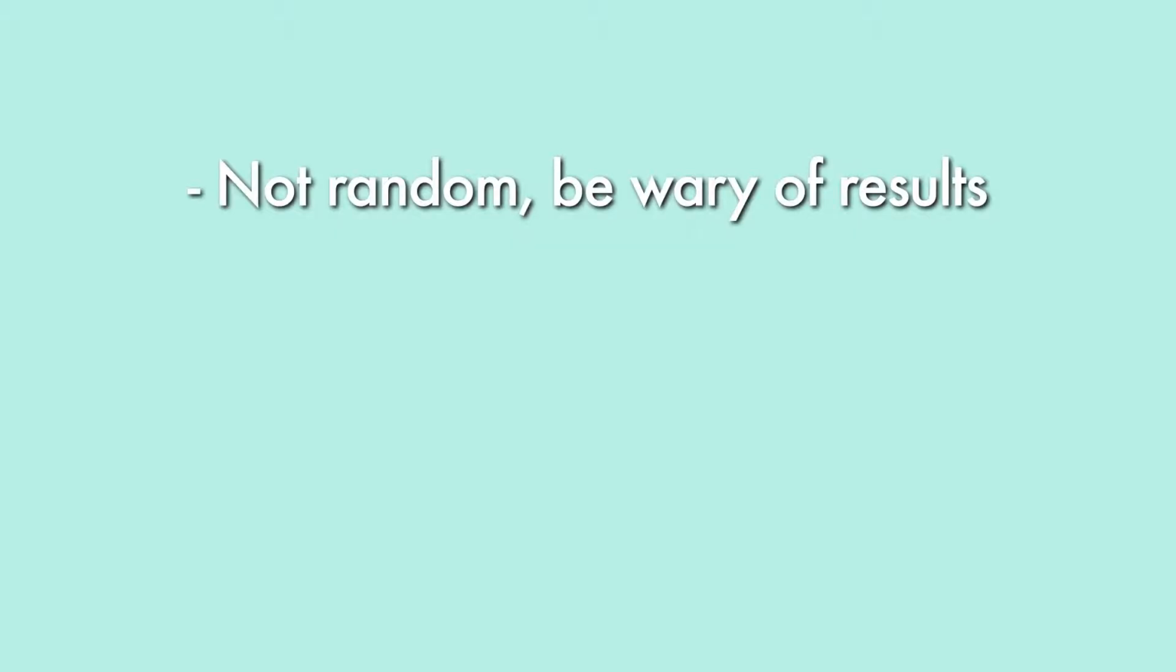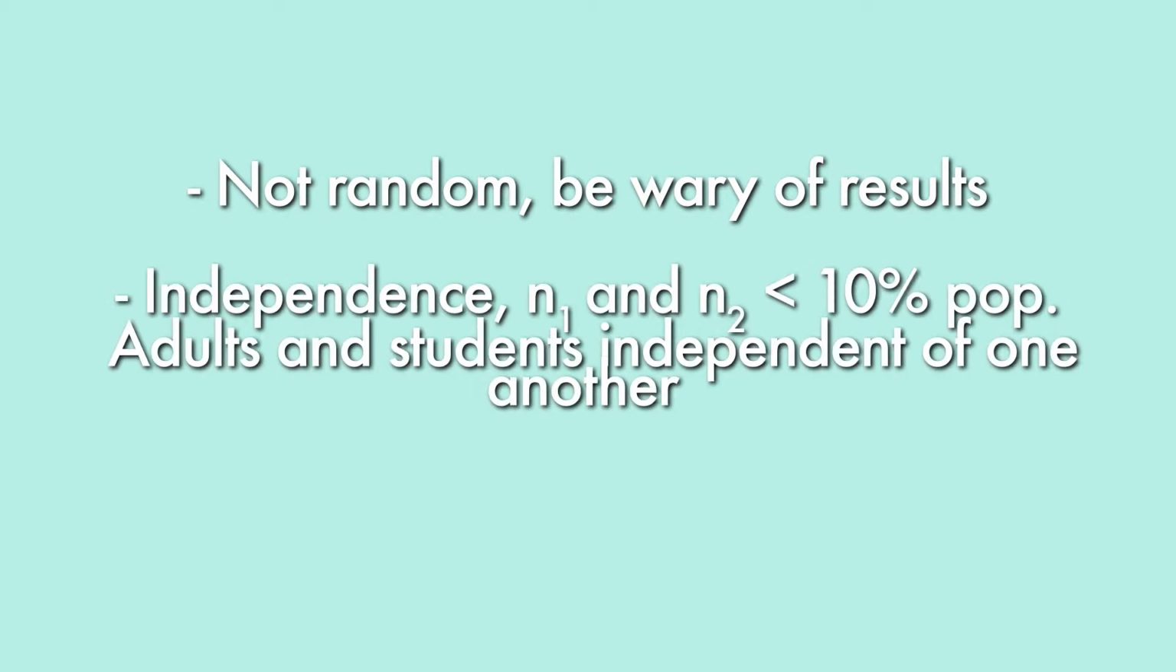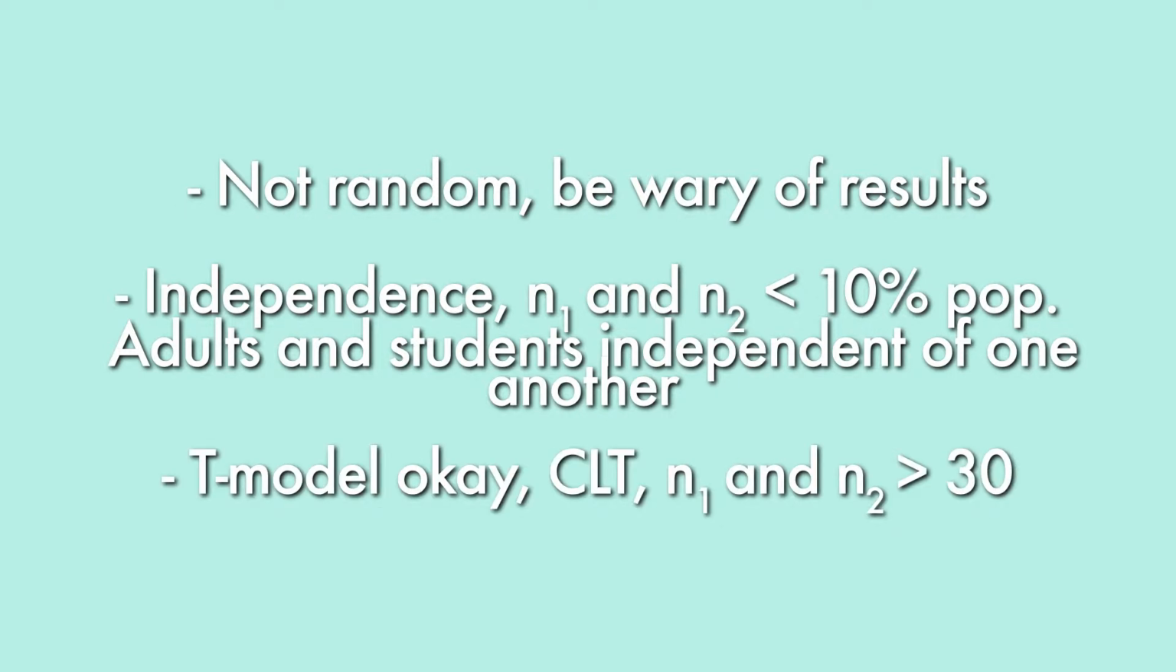In order to identify whether or not our sample results are statistically significant, we're going to use the two-sample t-test and interval. Since our data is not a random sample, we should be wary of our results as it may not be representative of our population. We will go ahead and assume independence since 30 adults and 30 students are less than 10% of their respective populations, and a t-model is appropriate because our sample sizes of 30 fulfill the central limit theorem. Now that we've established our conditions, let's move on to the actual test.